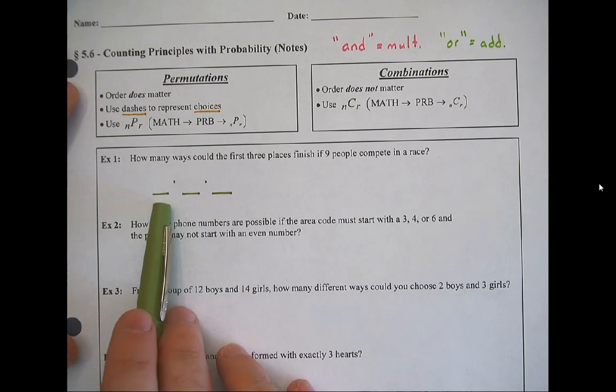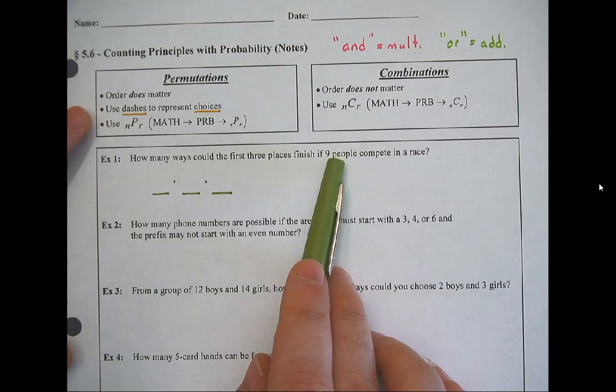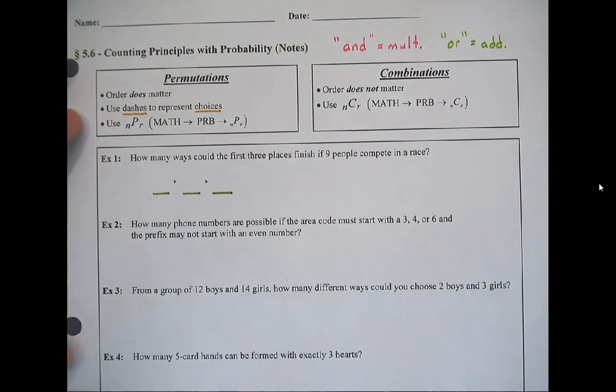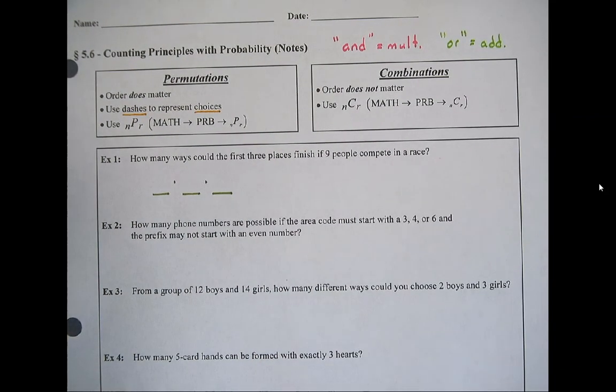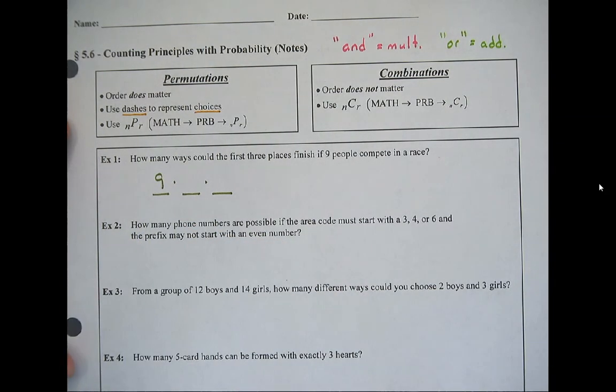Your first choice is how many, so let me try that again. How many options do you have for the first choice? Well, if there's 9 people running the race and you just get to decide who gets first, how many options do you have for first place? Well, anybody could be first. You could choose anybody from the 9 people running.